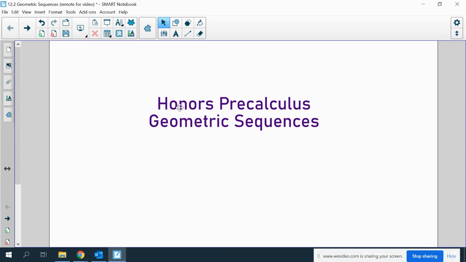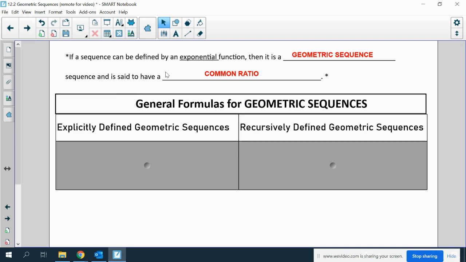The following video is about geometric sequences. If a sequence can be defined by an exponential function, then it's a geometric sequence, and it is said to have a common ratio.